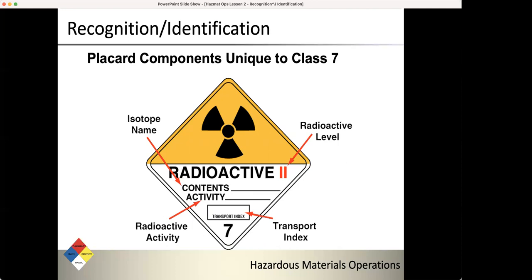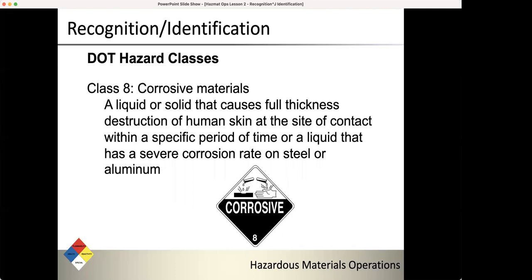That way you can monitor for it and know if it's leaking, if it's getting out. Class 8 is corrosives. So this is a liquid or a solid that causes full thickness destruction of human skin, or a liquid that has severe corrosion rate on steel or aluminum. So the symbol is 2 test tubes pouring liquid onto steel and someone's hand, and it's disintegrating it. And it's white over black. That would be corrosive. Corrosive is either acid or base, one of the two.